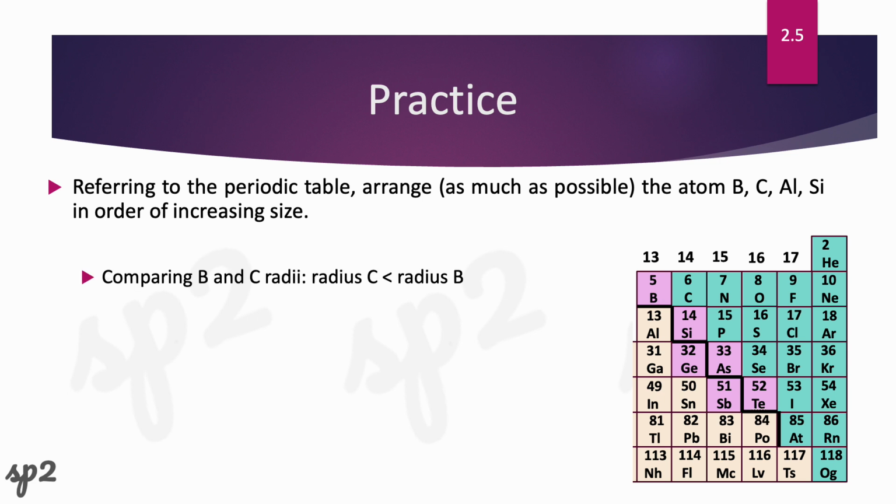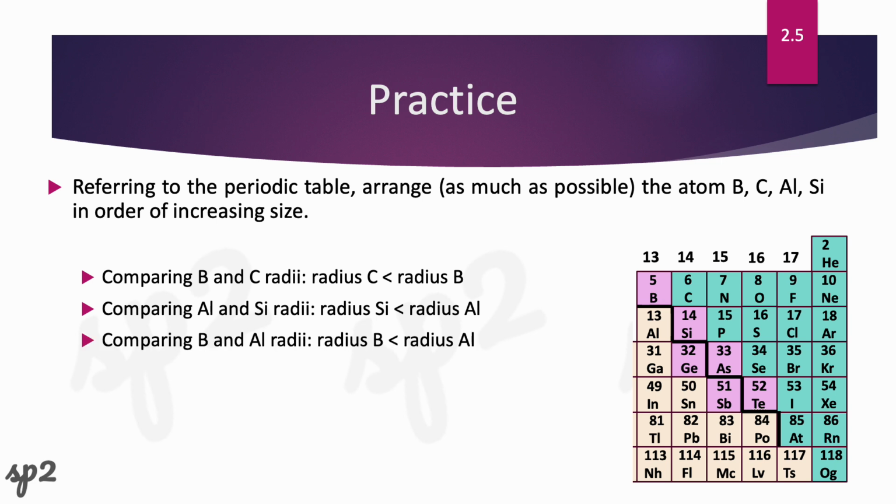Okay, so starting with boron and carbon, because they are on the same row, right? And we know that from left to right, the size goes down. So carbon must be smaller than boron. Then I have aluminum and silicon on the same row. So silicon would be smaller than aluminum. Then you can look at boron and aluminum, which are in the same column, right? And we know that as we go down, we get larger. So boron must be smaller than aluminum, right? And then the last one: carbon is going to be smaller than silicon because it is on the top of your silicon, right?